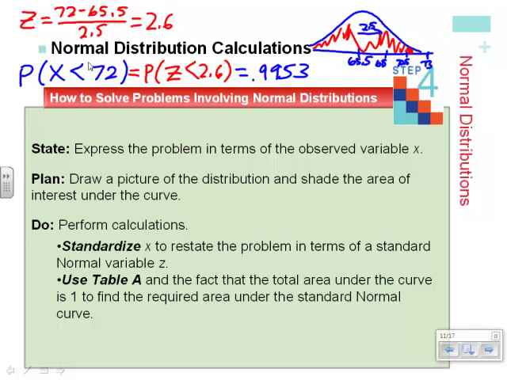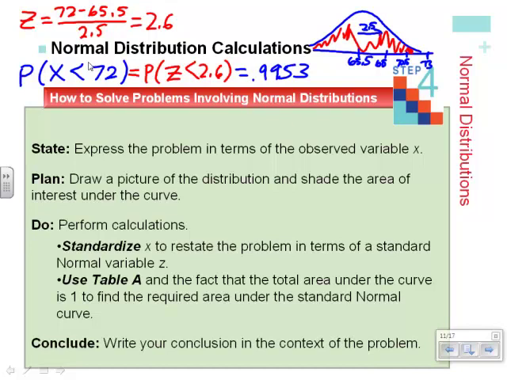We stated the problem, we planned our solution to the problem, we performed the calculations. That last step, I believe, is conclusion. So what is our conclusion? What's the conclusion at the end of our problem? The probability that a young American female is less than 6 feet tall is about 99.53%. We write our conclusion in the context of the problem that we just solved.